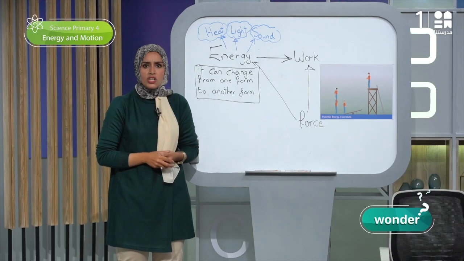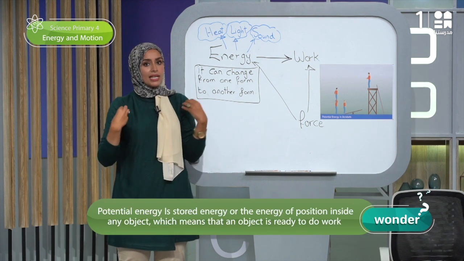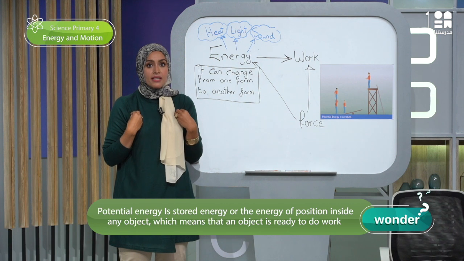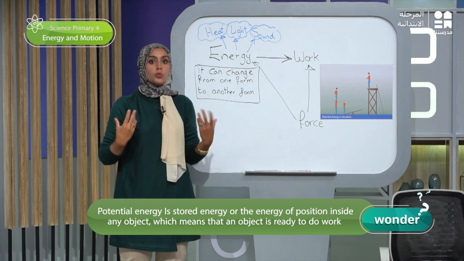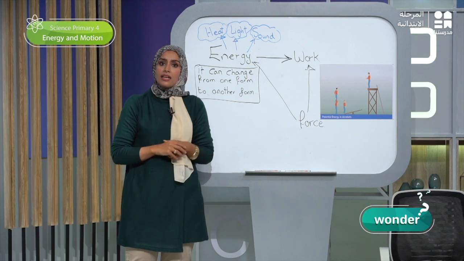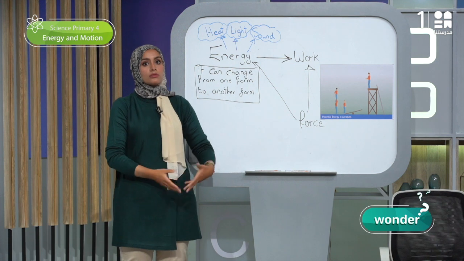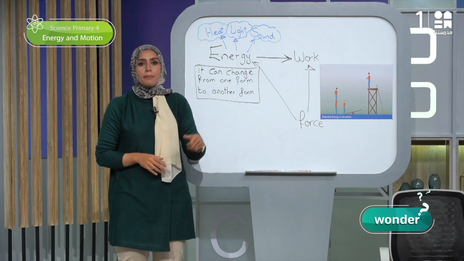And potential energy is a form of stored energy, الطاقة المتخزنة. And it means that an object is ready to work. That changes into another form of energy, like the roller coaster case at the highest point, then it goes to kinetic energy. Going back to the acrobat.